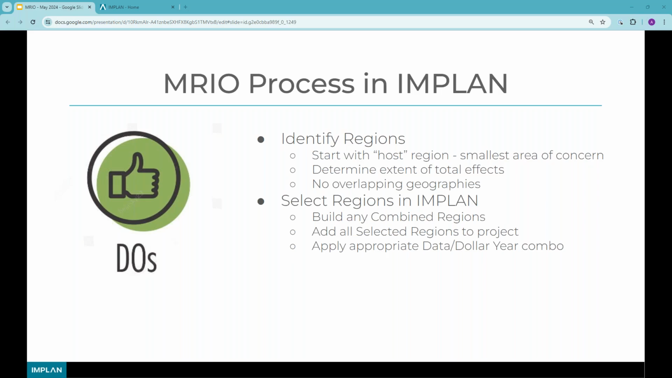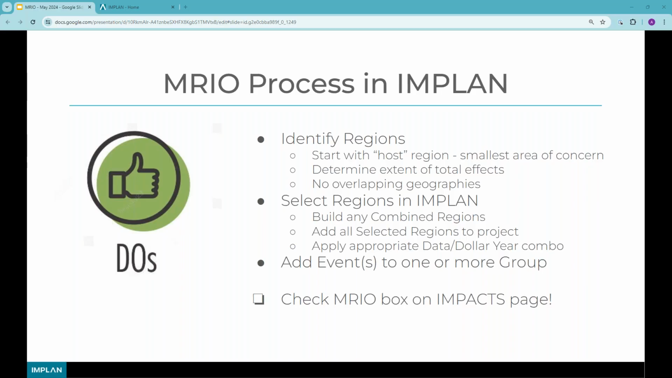So again, first identify your region, then you select your regions in IMPLAN. Lastly, you have to add events, right? There has to be some type of economic activity that occurs. You're going to add that to at least one group. You have to have one event and one group in order to run an MRIO. And then lastly, you have to check the MRIO box that is on your impacts page. You can set up 50 regions and 50 events, but if you do not click that MRIO box, you will not get effects from the events on the other linked regions.